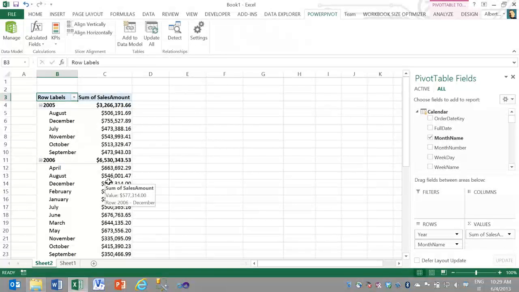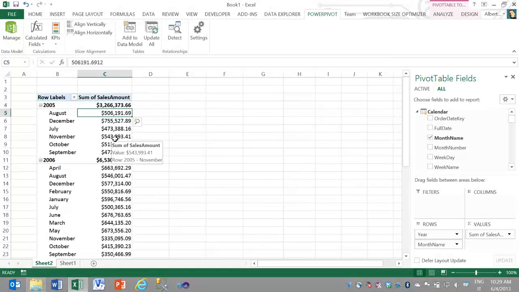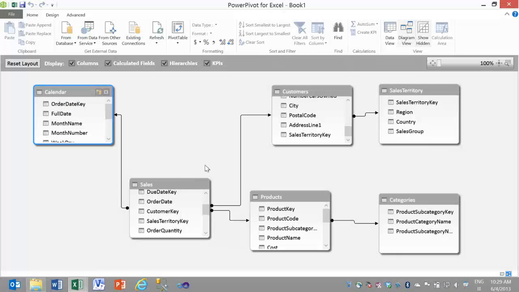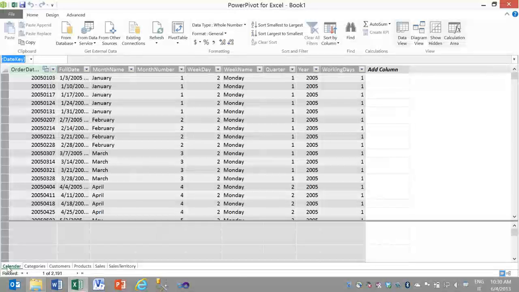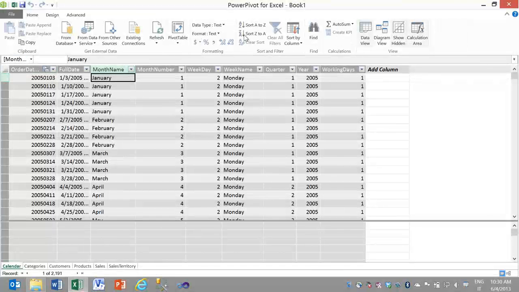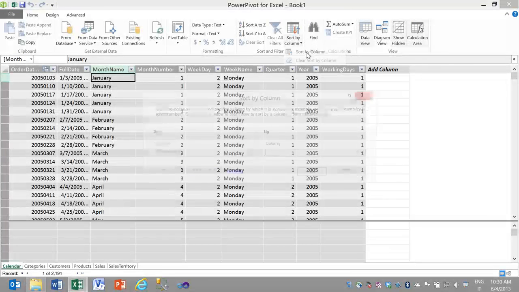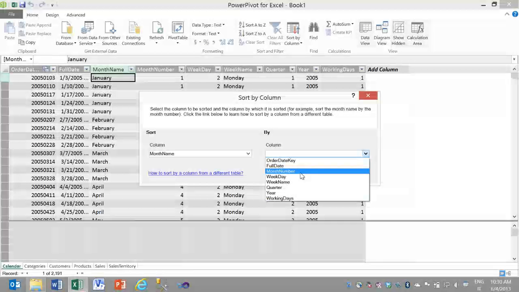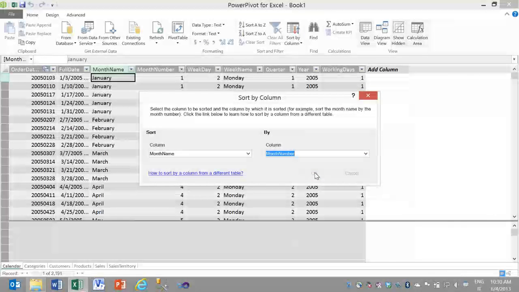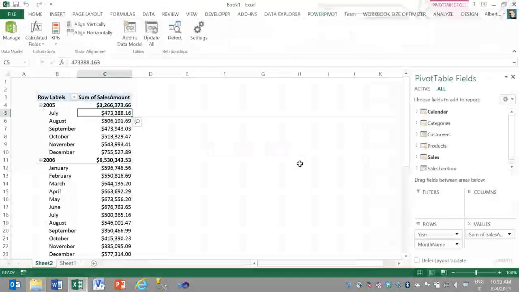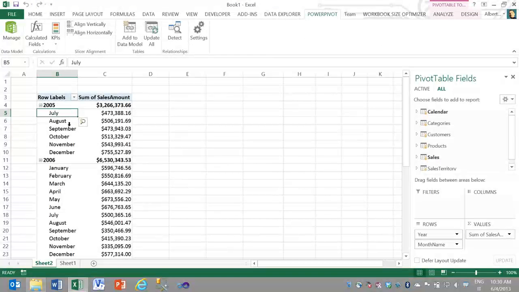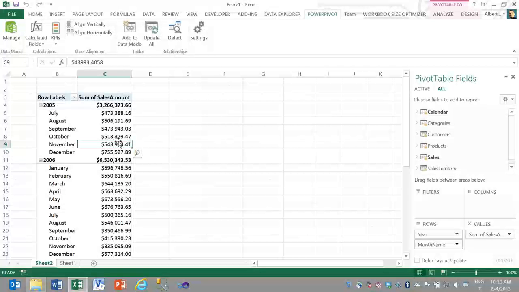So by default, PowerPivot uses alphabetical sorting for all the columns, including the date, and we need to do some cleanup. So we go on the calendar table, which is here, go to the month name, and we ask to sort it by another column, which is the month number. Now, month name is sorted by month number, and we go there. Now, July comes before August, and September, October, November, December, and so on. The pivot table is already working.